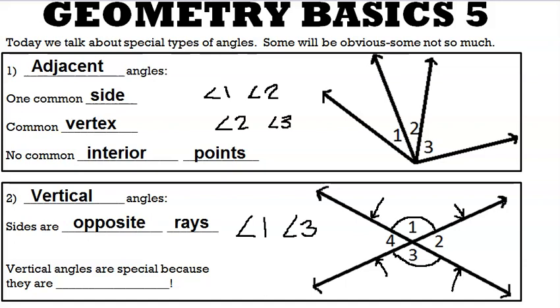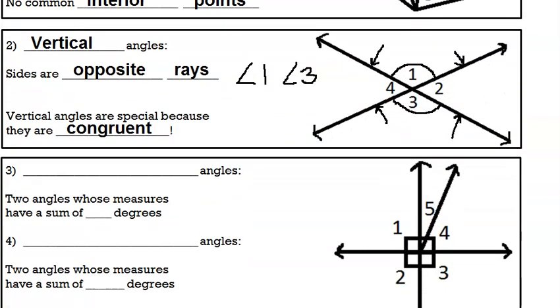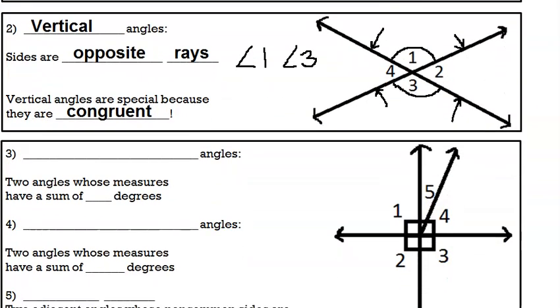Now, this is really important because vertical angles are congruent. So if you ever read a word problem that's talking about vertical angles, you will know that that means the two angles that we're talking about are equal, so you could then put them equal to each other. So that is really important.